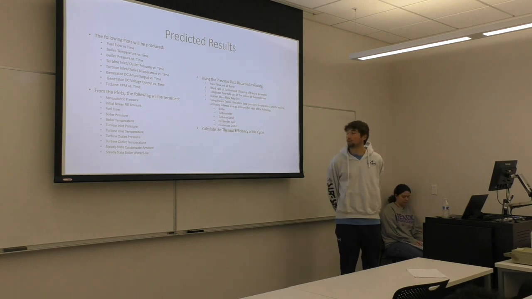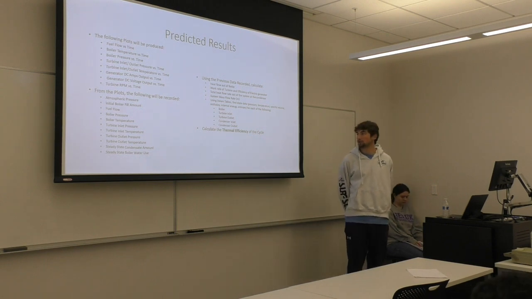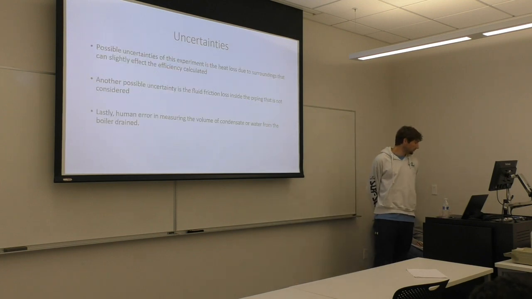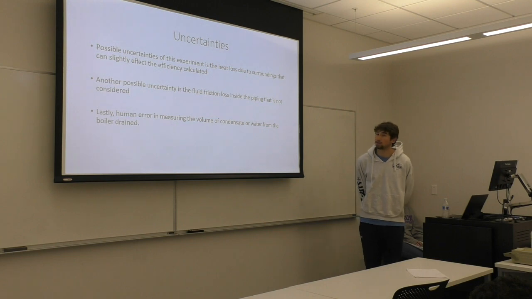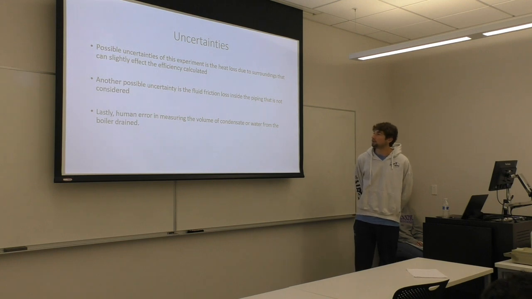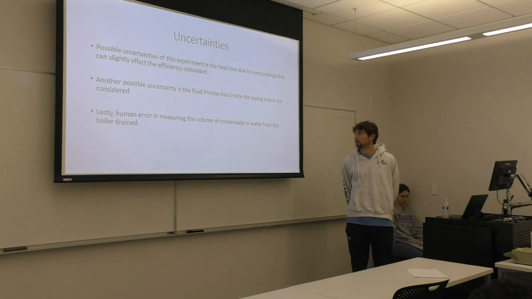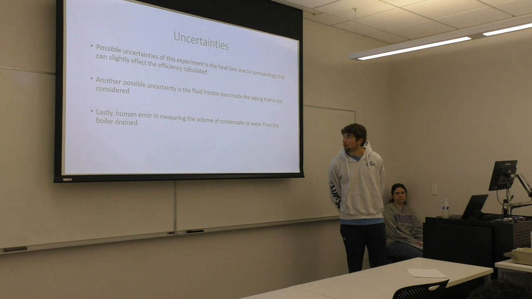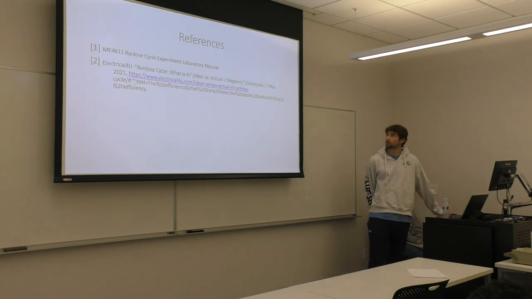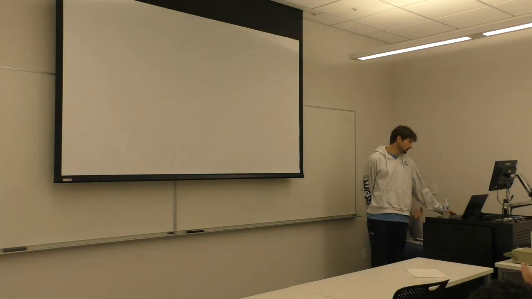For a real Rankine cycle, it should be around 30 to 40%. A few uncertainties of the experiment will be the heat loss to the surroundings, the fluid friction in the piping, and lastly, human error measuring the volume of the condensate and the water from the boiler drain. There are my references. That's it.